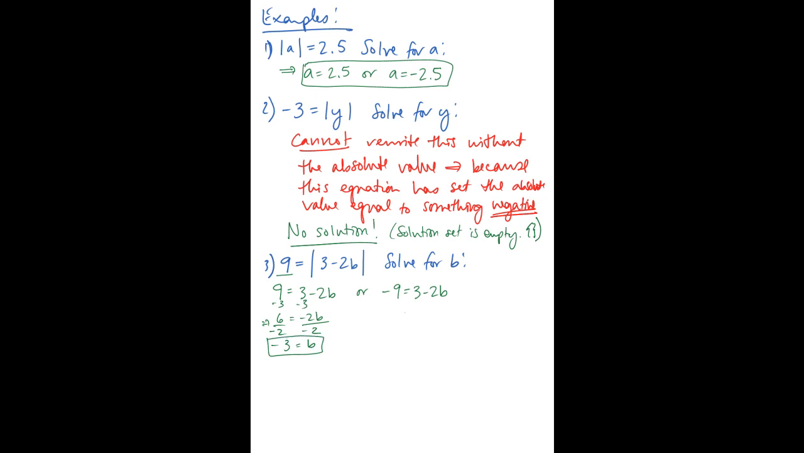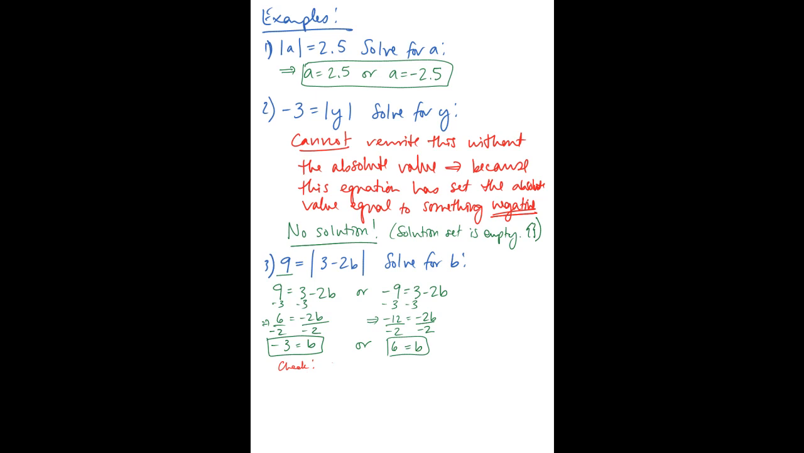Now if I do the same thing on the other side, I want to subtract 3 from both sides. I'm going to get negative 9 minus 3, which is negative 12, equals negative 2b. And then again I want to divide both sides by negative 2 to get the b by itself. And so I get 6 equals b. Here are my two possible values, negative 3 and 6. I should check them. Again, just as with any problem where I've solved for a variable, it's a good idea to check by plugging back in.